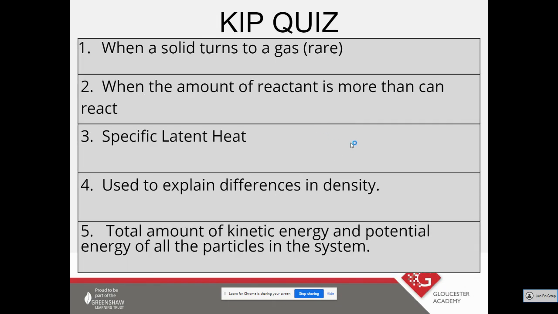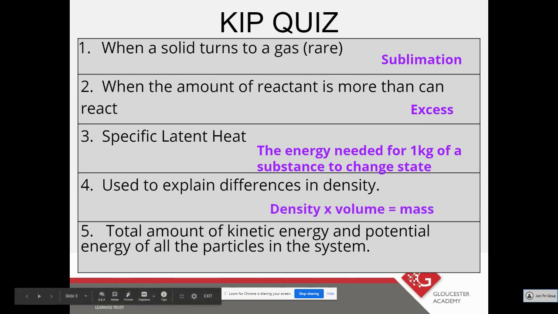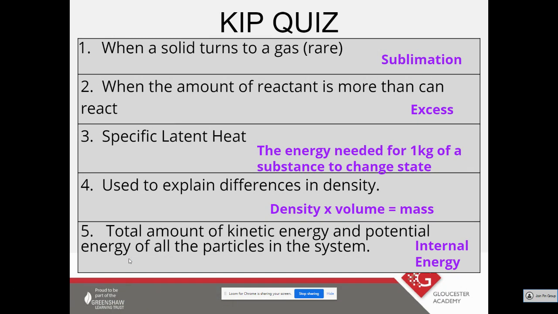When a solid turns to a gas, this is rare, it's sublimation. When the amount of reactant is more than can react, it's in excess. Specific latent heat is the energy needed for 1 kilogram of a substance to change state. Used to explain differences in density. Density times volume equals mass. And the total amount of kinetic energy and potential energy of all particles in the system, internal energy. Hopefully you got them all right.